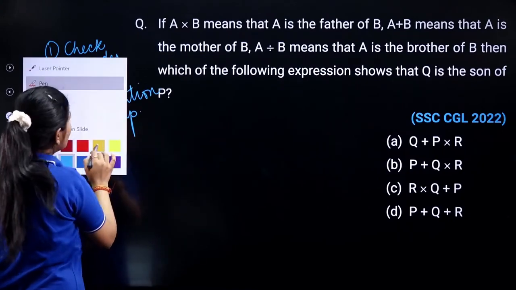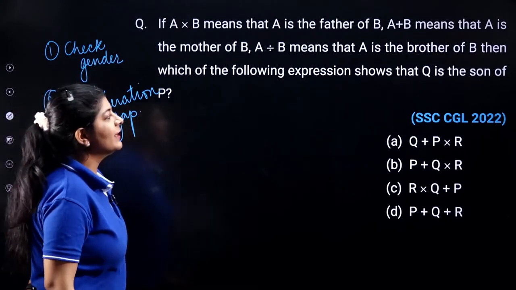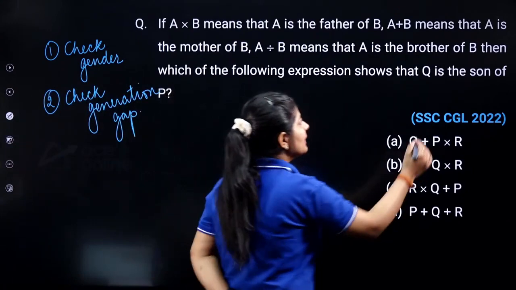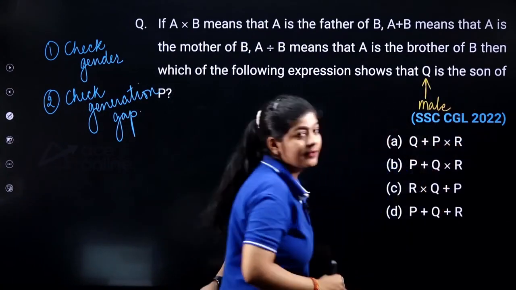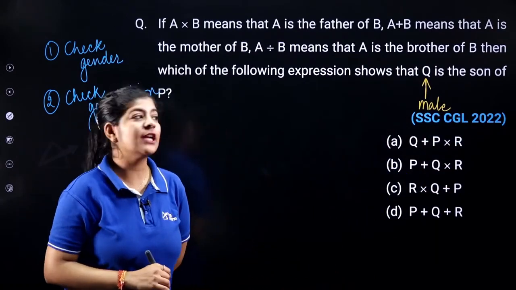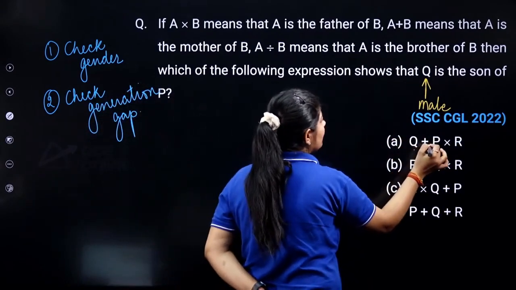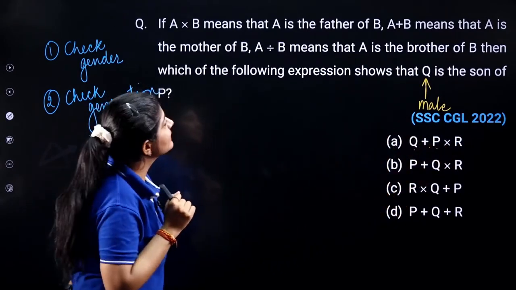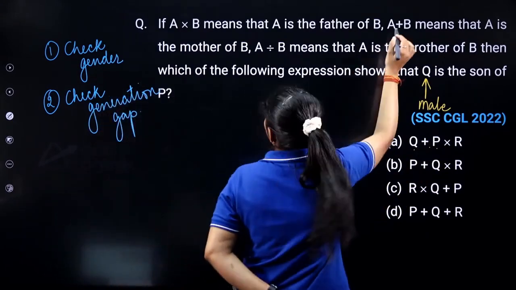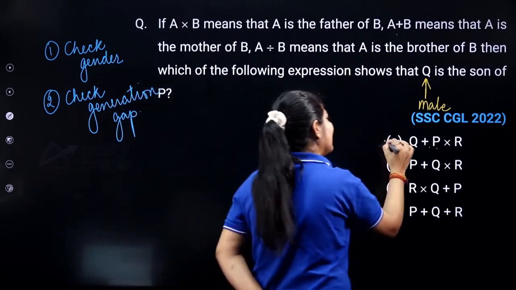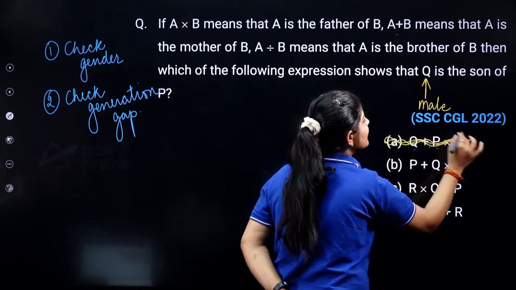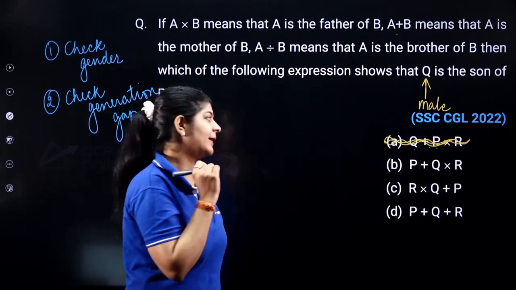Okay. So here we know that if Q is a son, that means Q should be male. Right? So first we are going to check the gender. Q plus P, where we are having plus here. That shows that A is a mother. Eliminate. We need Q as a male, not female.